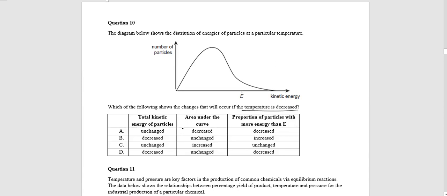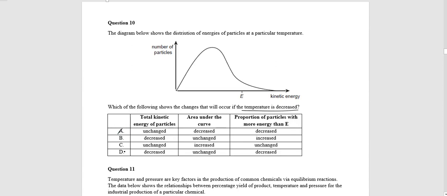The total kinetic energy of particles will definitely decrease if you decrease the temperature. The area under the curve doesn't change because this is the total amount of particles. So that doesn't help, does it? We have to look at the proportion of particles with more energy than E.